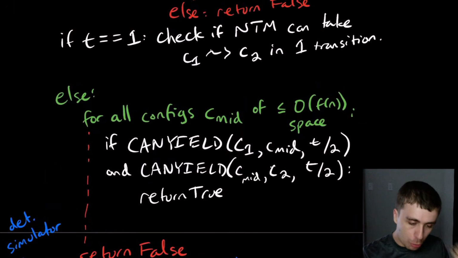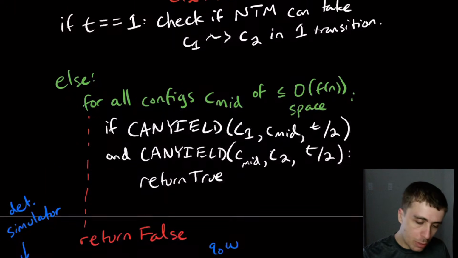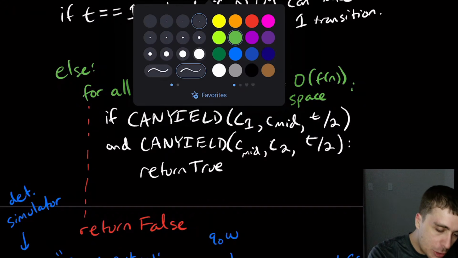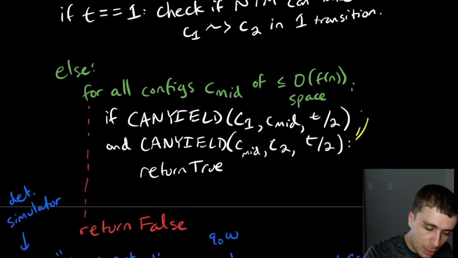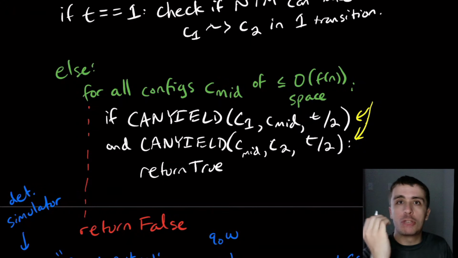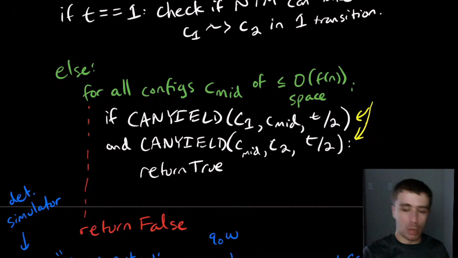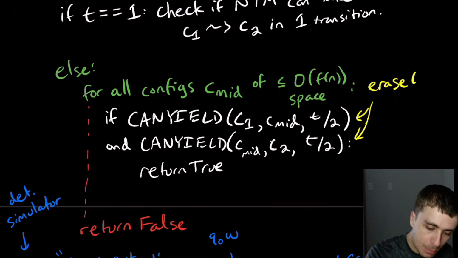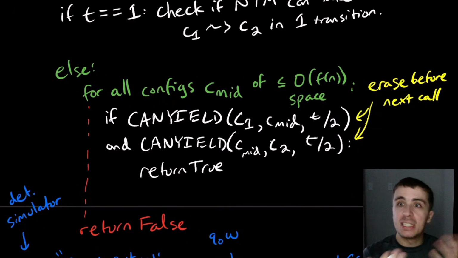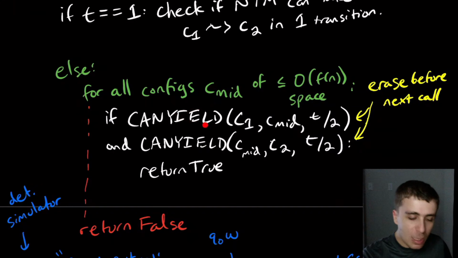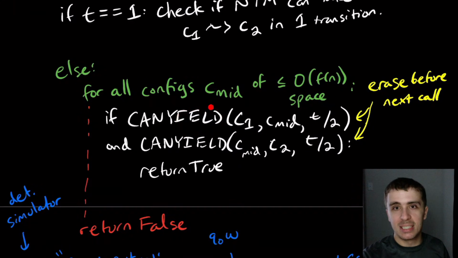The other crucial thing, as I was going to allude to, is that what we need to do at these points right here, these two calls are the important ones, obviously, is to erase the contents of whatever was used in those recursive calls before we go to the next one. So erase before the next call. Because we want to use as little space as needed, and we only need the one bit to say whether or not, say, this one is true or not.